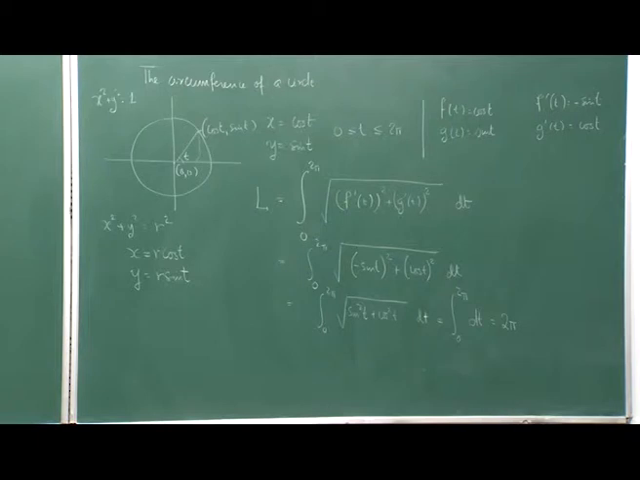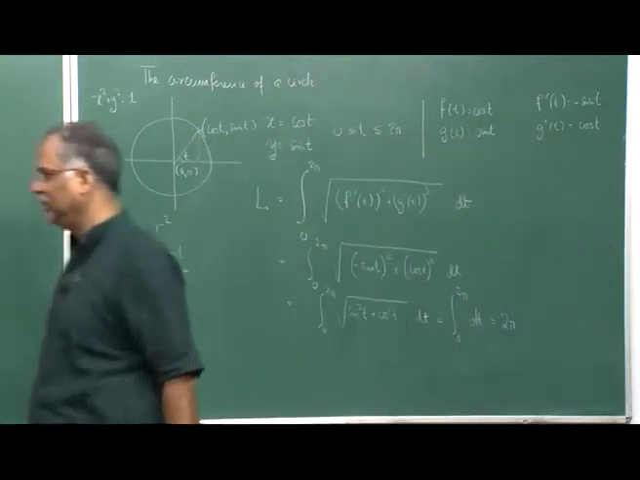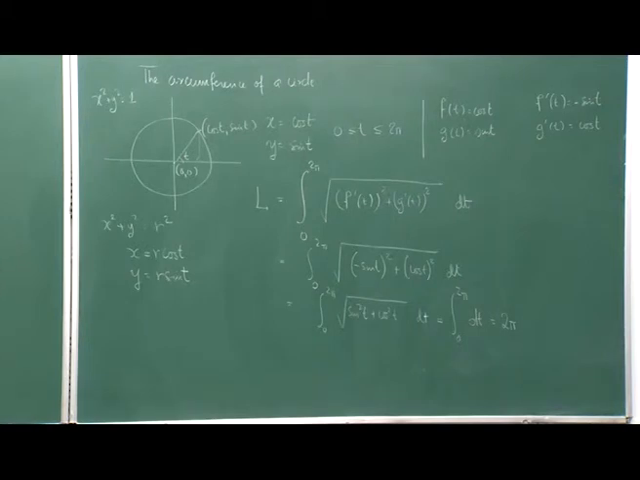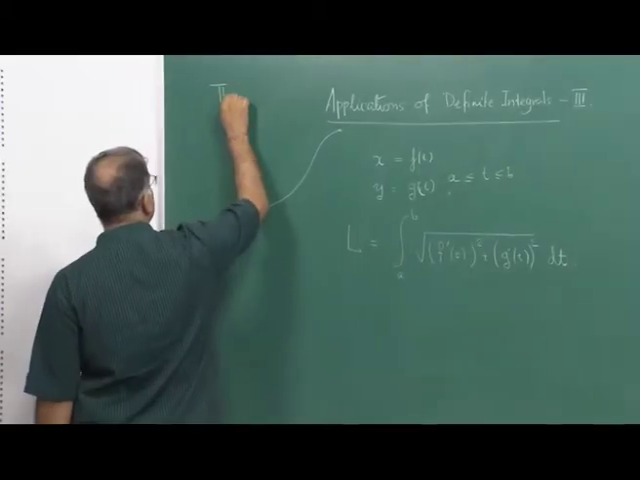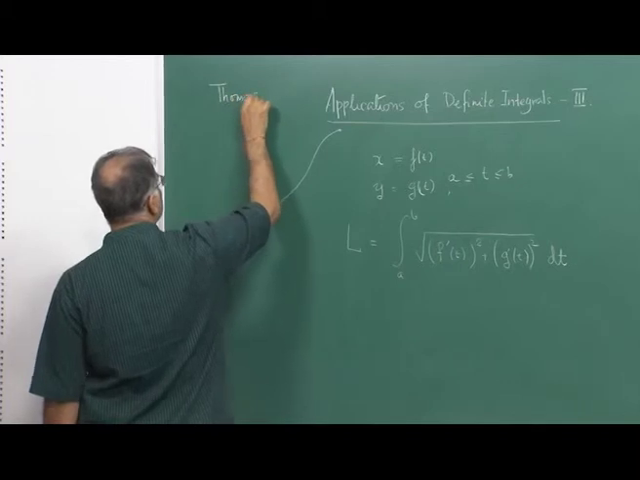So, if you put also minus pi to plus pi, then also you will have the same answer. Then also you will have pi minus minus pi, you will get 2 pi. So, another example, we will take an example from the famous book Thomas's calculus. I just want to again reassert that we are using Thomas's calculus.